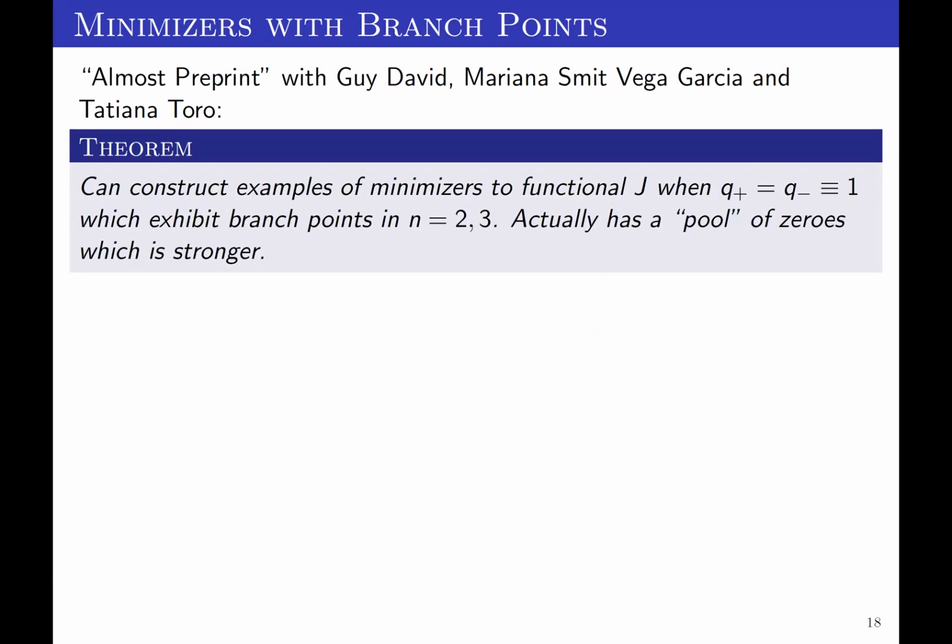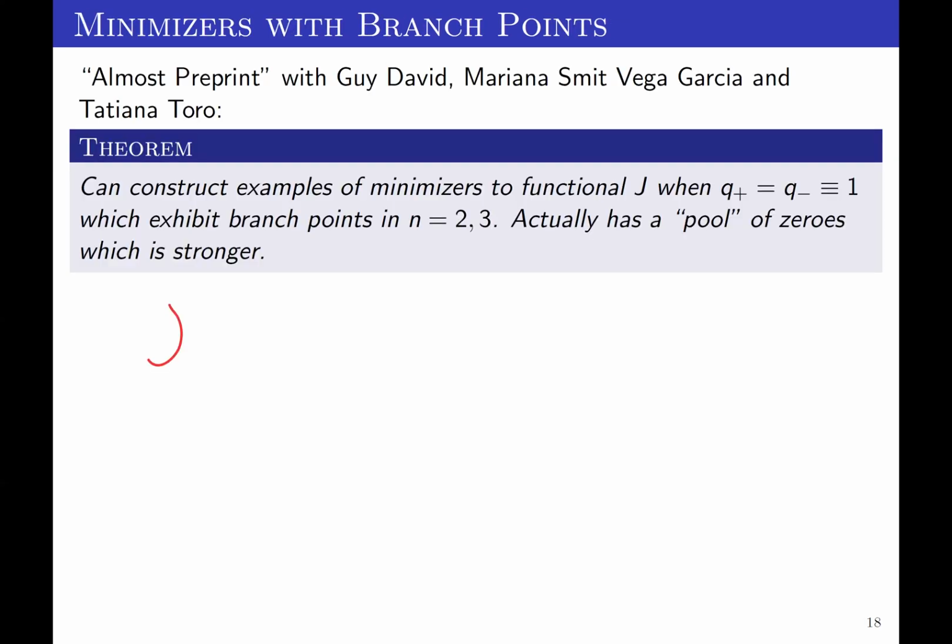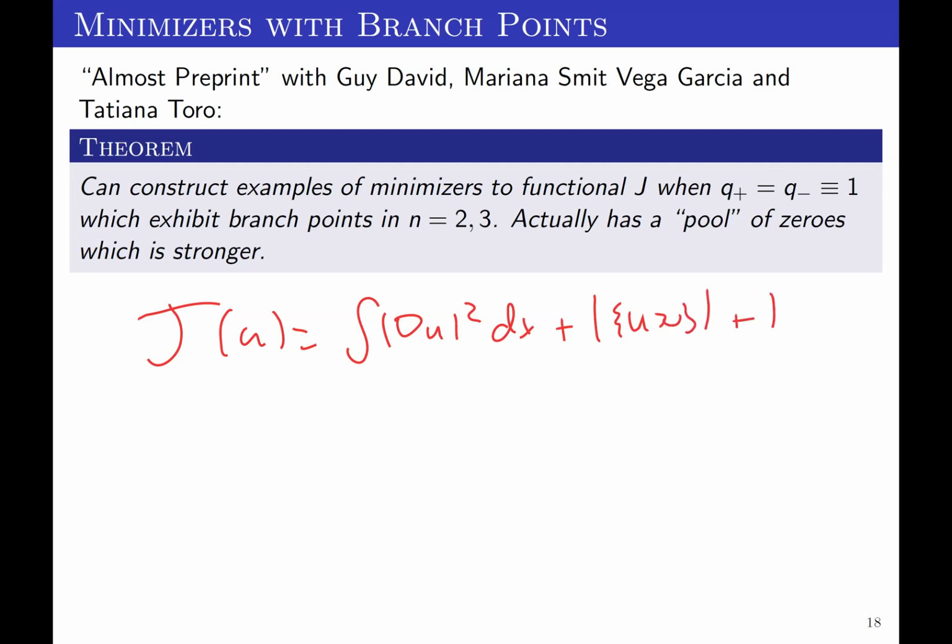So in an almost preprint with Guy, Mariana, and Tatiana, I say almost preprint because it should come out any moment now, we can construct examples of minimizers to the functional J, where Q plus and Q minus are equal to 1, which exhibit branch points in dimensions 2 and 3. So what does this look like? Our functional is this. J of U is the Dirichlet energy of U plus the size of its positivity set plus the size of its negativity set.